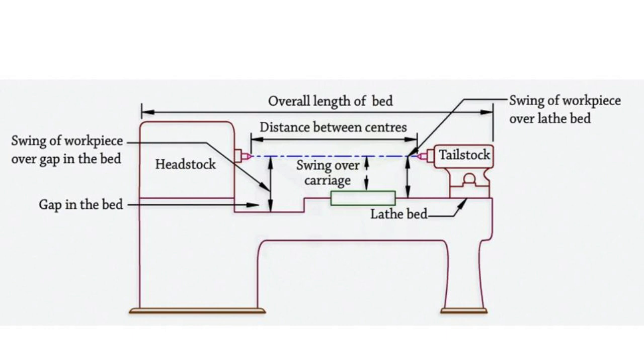And the last specification is speed range and number of speeds of high-speed spindle. This also depends on the type of motor used and the number of mechanisms used in order to vary the speed.